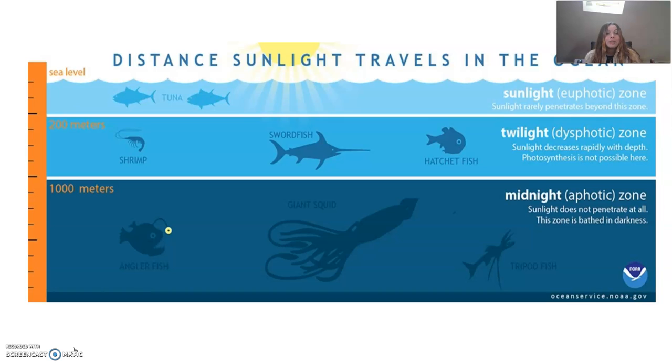As you go down to the twilight zone, you're going to lose a lot of light. And due to this loss of light, photosynthesis is no longer going to be possible, so you're not going to have those marine plants. You might be familiar with some species that live in this zone, like swordfish and shrimp, but once you get to the midnight zone, there's going to be no sunlight at all. So you're going to have species like the giant squid and the anglerfish. The anglerfish, due to the lack of sunlight, uses bioluminescence, but we will talk about that later in this lesson.